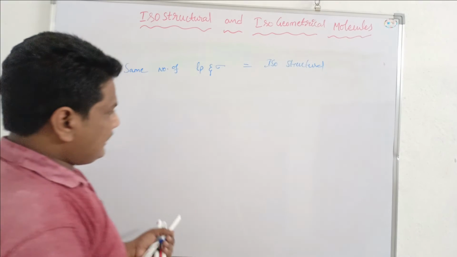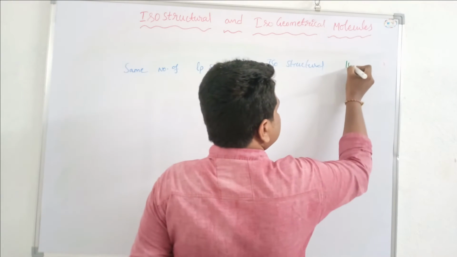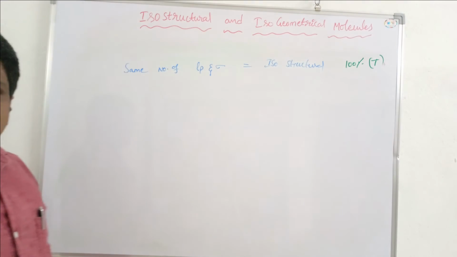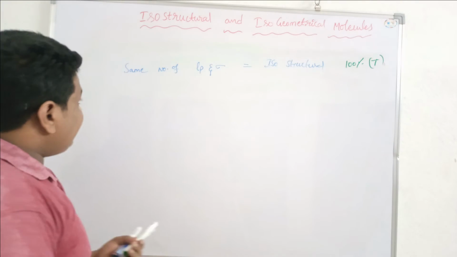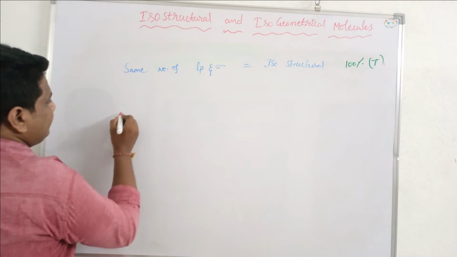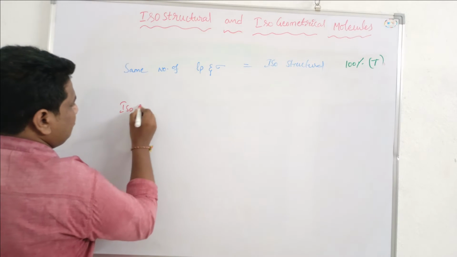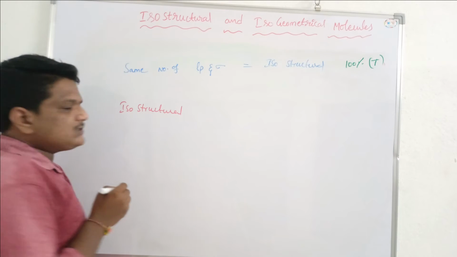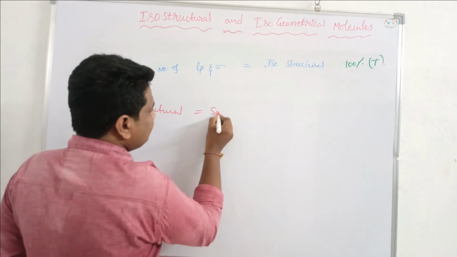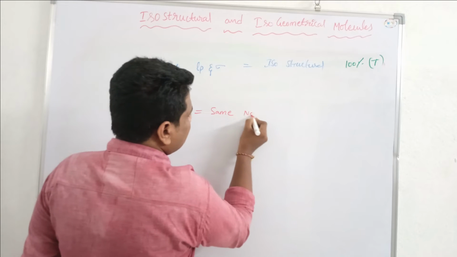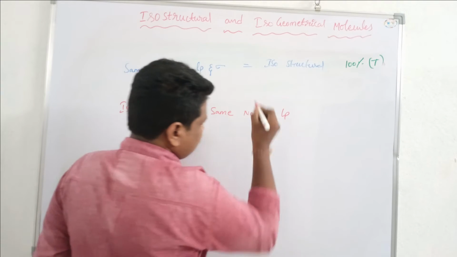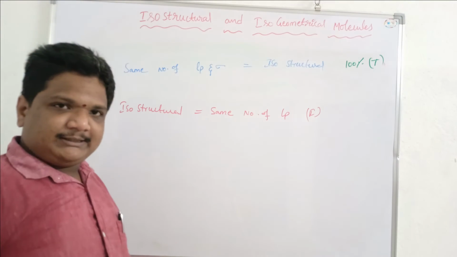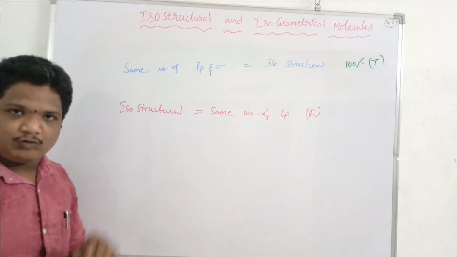Isostructural. So this is 100% true. But here, isostructural species does not have the same number of lone pairs. So it is false. Isostructural species are not having the same number of lone pairs.